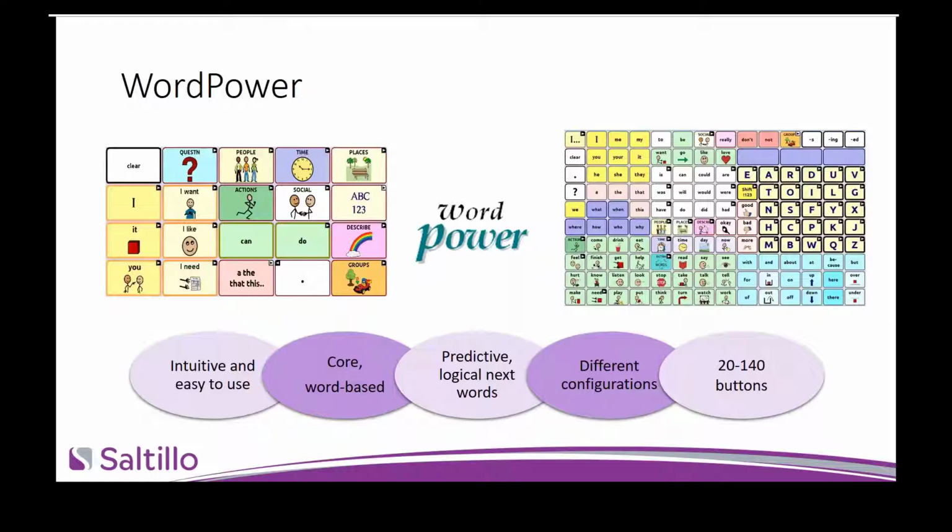Now you can see from this slide here, WordPower comes in a variety of options. So it starts on the Saltillo software at 20 buttons on the screen and goes all the way up to 140. WordPower provides a lot of different options, not so much as a stepping stone, so you graduate from 20 and then move up to 140, but rather as a place for you to decide, looking at someone's visual or motor capabilities, where they would fall best. We want to try to make these buttons as small as we can and let them grow into their vocabulary. That way they don't have to learn something new down the road.